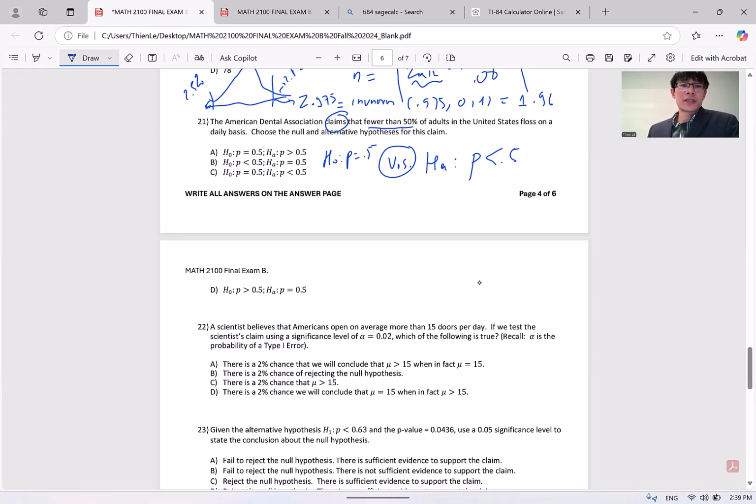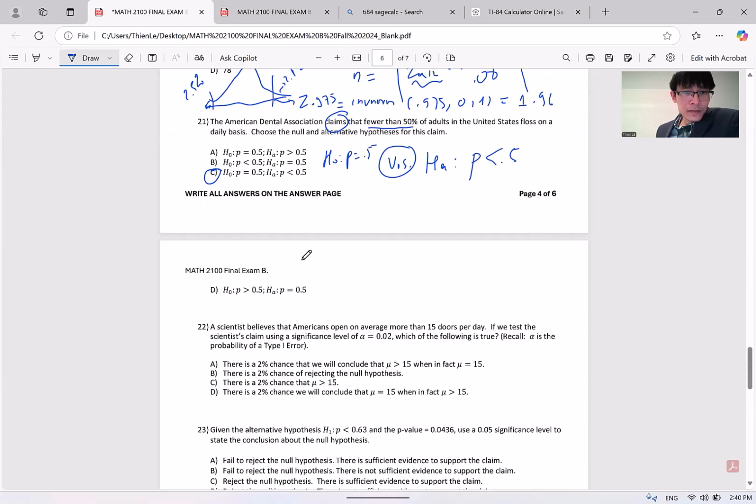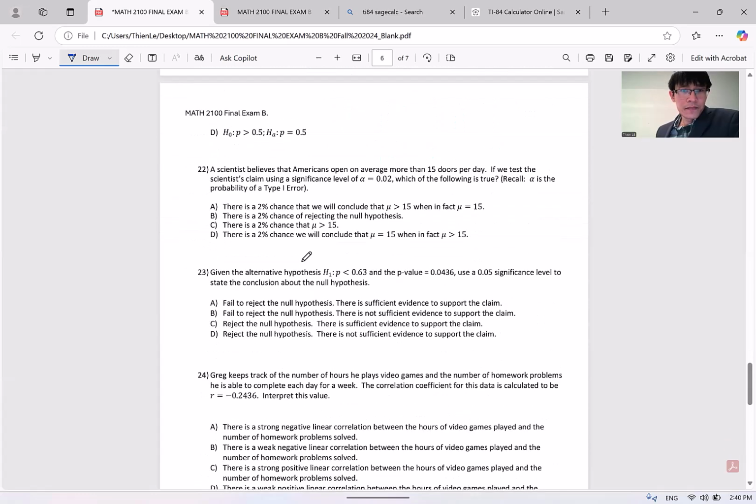In this testing problem, you always use the equal sign for the H naught. So C is the correct choice. B and D shouldn't be, because the null has to stick with the equal sign. And between A and C, A is the wrong way, because they claim fewer than.